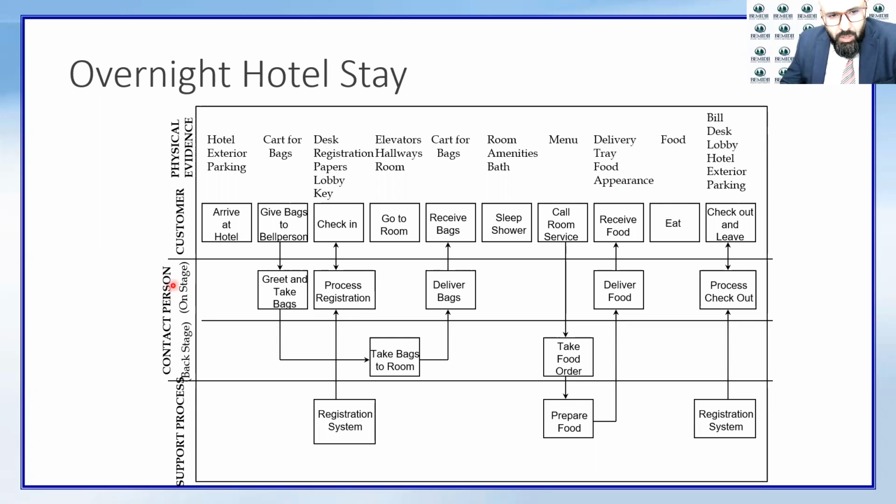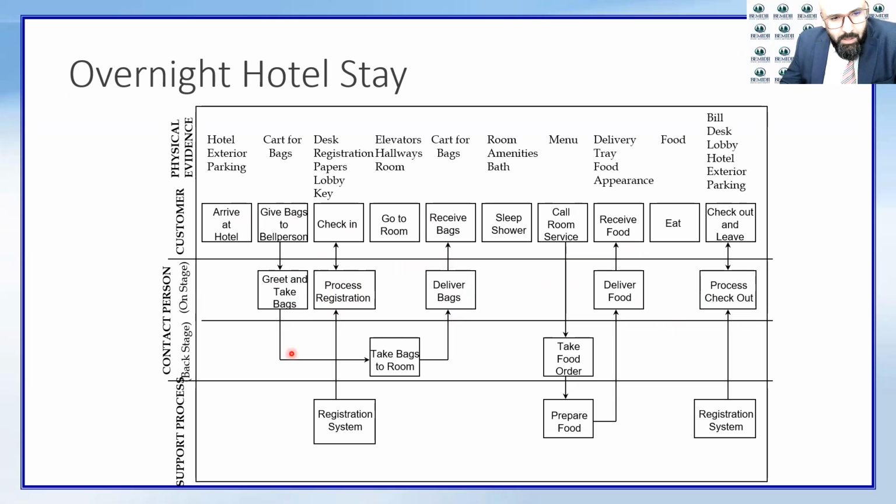And now moving into the interaction stage, where the employees will interact with a customer. So now here, once the customer gives the bag to the bell person, you greet and take bags. For the check-in, we have to start the registration process, and there's nothing we have to do here from the point of view of the employee. Receive bags, this is where you have to deliver the bag, and then deliver food, process, checkout. Now, as you see here, your interaction as an employee for the customer's action.